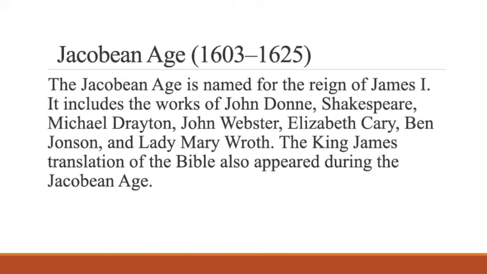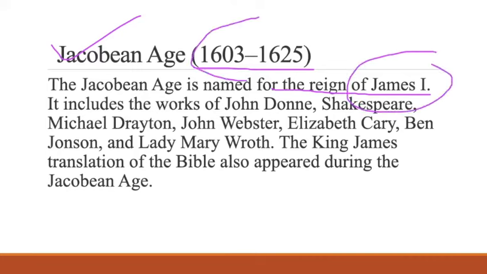Coming to the Jacobean age. The Jacobean age is from 1603 to 1625. It is named after the reign of James I. James I is basically Jacobus, and that is why it is called the Jacobean age. So the Jacobean age is after the reign of King James I, 1603 to 1625. Now, during the Jacobean age, Shakespeare also did some of his writings.